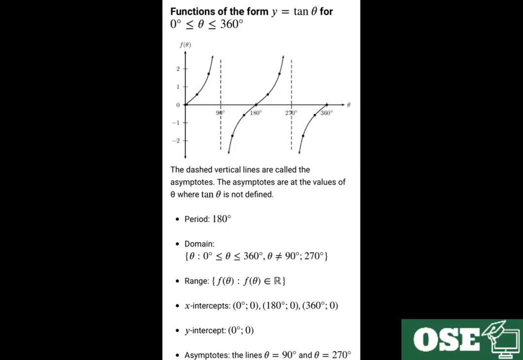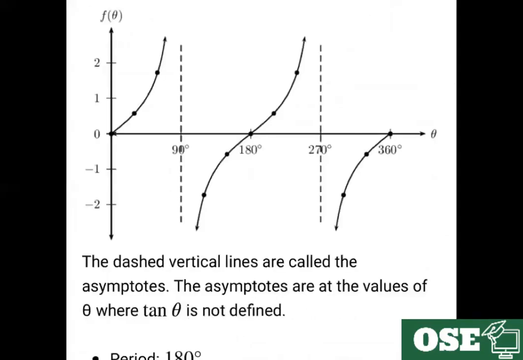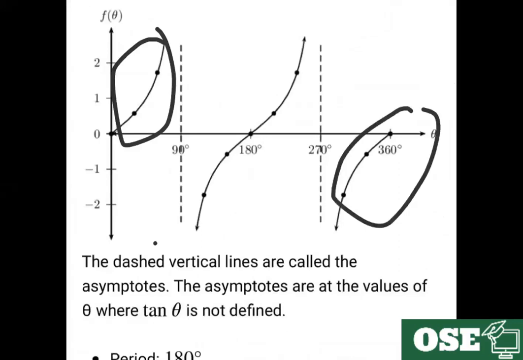But for this one, can you see here on this side, we do not have a full wave. And on this side, we don't have a full wave. The only full wave we have is here, and that wave is between 90 and 270. That's why your period is 180. Because 270 minus 90 gives you 180. So that is why the period for this graph is different.